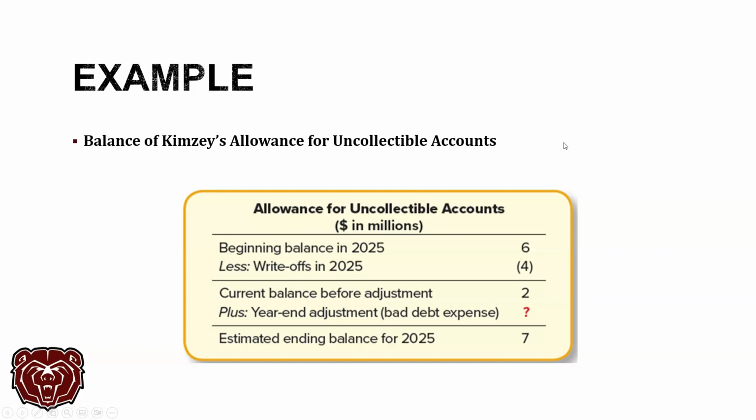So let's say that Kinsey had a beginning balance in 2025 of $6 million. They wrote off $4 million throughout the year in 2025. So their current balance before the adjustment is $2 million. They're estimating that they'll have $7 million in write-offs. So what do they need to do? Well, it's 2 plus X equals 7, X equals 5, right? So they're going to need to add $5 million as an adjustment. That adjustment is also the bad debt expense. So they will have a bad debt expense this year of $5 million, okay?